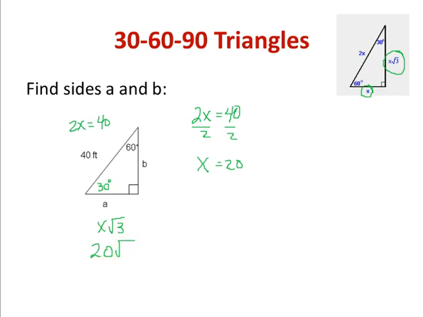So the side length of this side here is going to be x times radical 3. The side length between the 60 and the 90 is just represented by x. And remember, we found x to be 20. So this side length here would just be 20. And that's it. That's how we use the patterns and one given side to find all the other side lengths asked for. Moving on. If you need more time, go ahead and click pause.